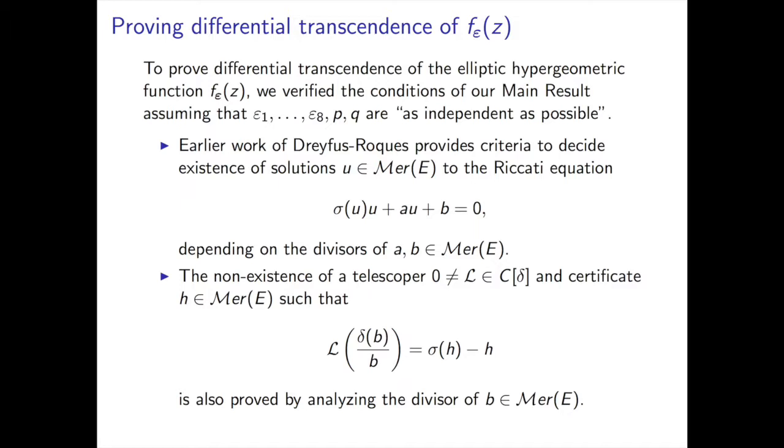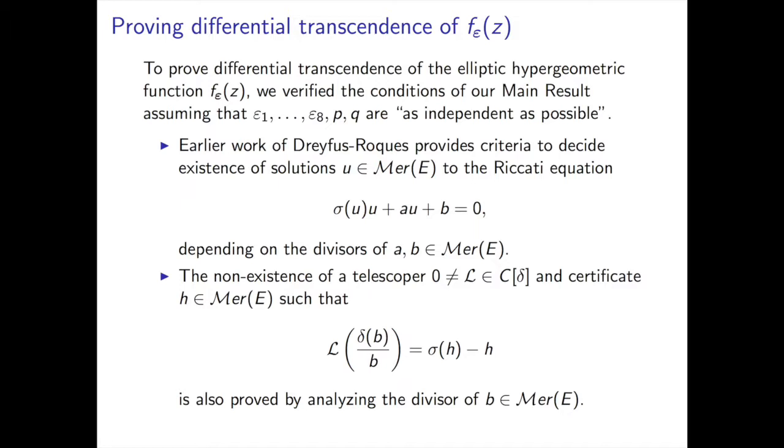Now this is a feature of the proof, not of the fact. We don't know. Maybe all of them are differentially transcendental independently of what happens with these epsilons, but we don't know that. We were only able to show it in this case, but it seemed like a nice statement, so we should tell the world.